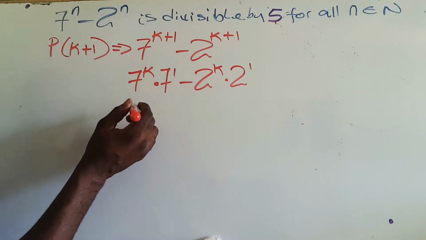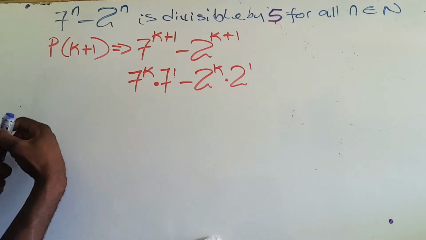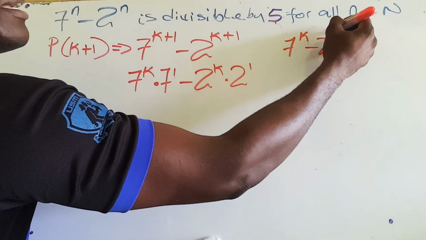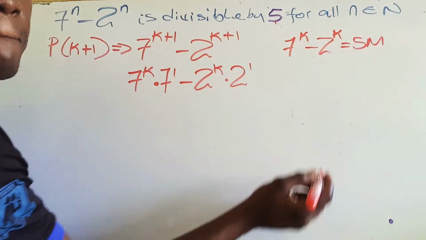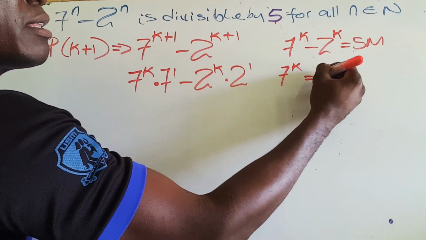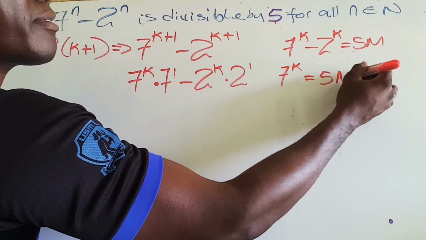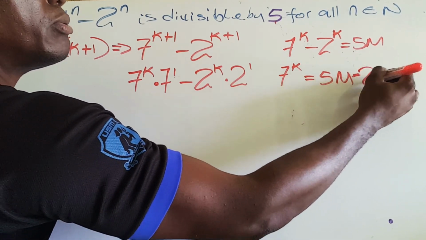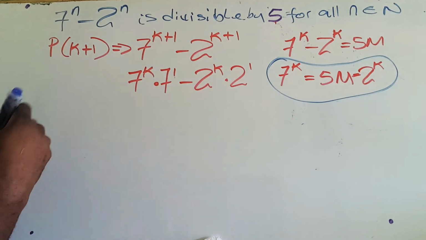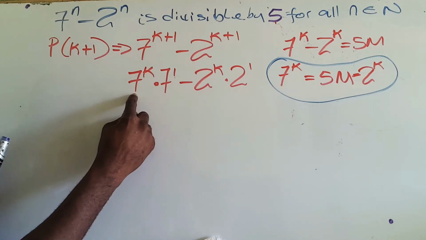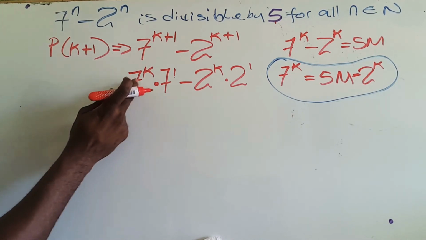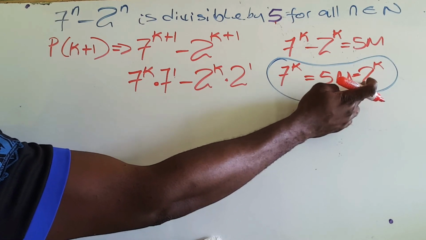Now, this is going to be a very important part of what we're doing. Check it out. Do you remember us looking at that just now? This 7 to the k minus 2 to the k was equal to 5m. Therefore, I can transpose to get 7 to the k is the same thing as 5m plus 2 to the k. Actually, 7 to the k equals 5m plus 2 to the k, so I can introduce 5m plus 2 to the k for 7 to the k. Let me write it out here. Where I have 7 to the k, I'm now going to write 5m plus 2 to the k.